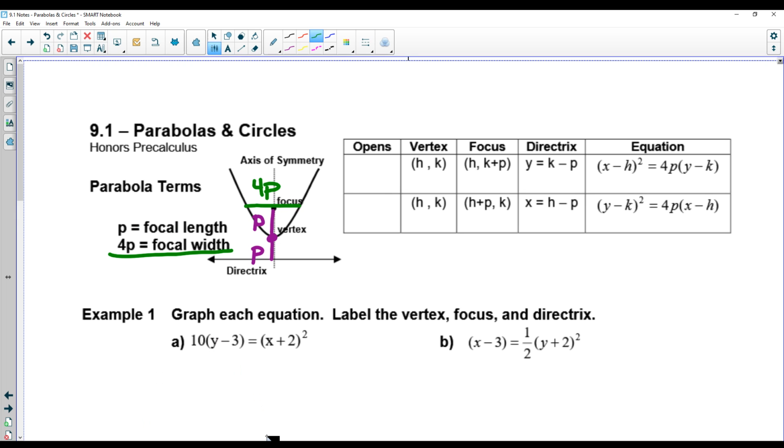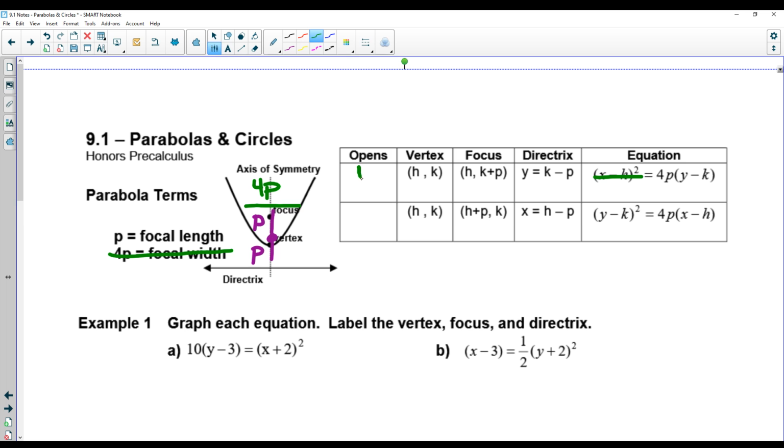We will pull them from the equation, which we shall do right now. But first, we must address opening up, down, left, and right. If a parabola has x squared, and it is positive on both sides, well, you already know that opens upward. So it would look like that.